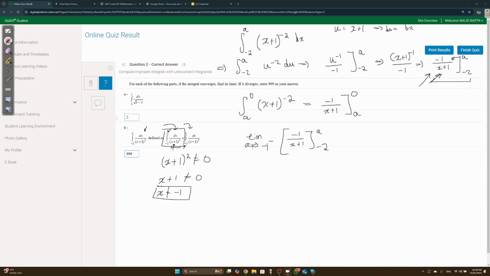Now what can you do? When we say a approaches negative 1, that means just substitute a with negative 1. So you're going to get negative 1 over x plus 1, from negative 2 to negative 1. Now you can substitute. You're going to get negative 1 over negative 1 plus 1 minus open bracket negative 1 over negative 2 plus 1. Okay, obviously negative 1 plus 1 is 0, therefore you get over here, what do you get? Infinity, right? So infinity minus any number will get you infinity.